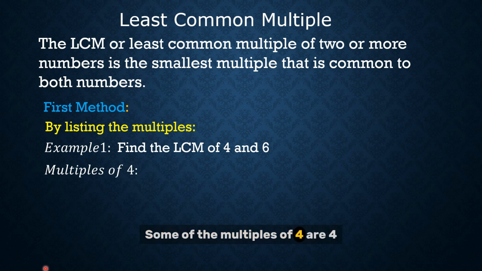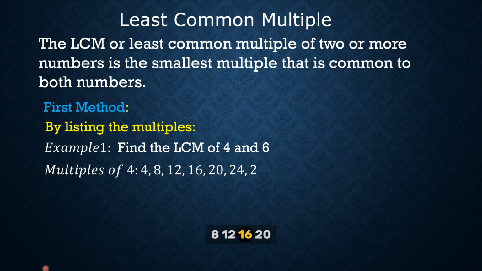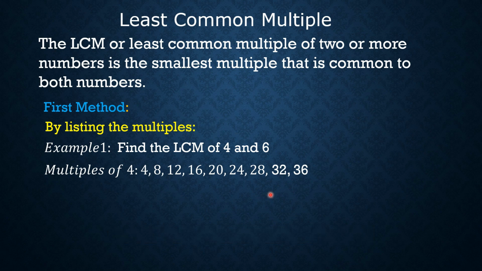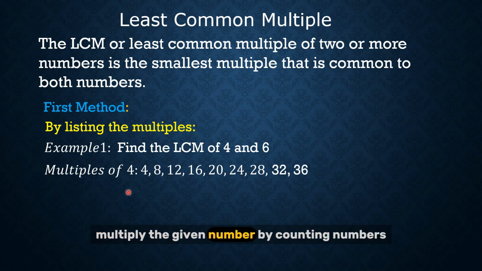Some of the multiples of 4 are 4, 8, 12, 16, 20, 24, 28, 32, and 36. How did we get these numbers? Just multiply 4 by 1, then by 2, then by 3, then by 4, then by 5, and so on. In other words, multiply the given number by counting numbers.